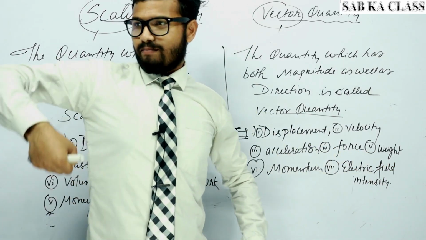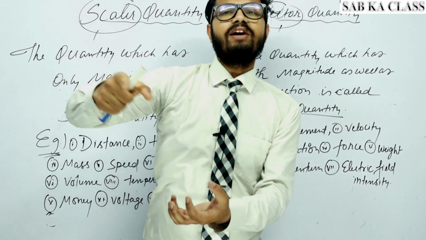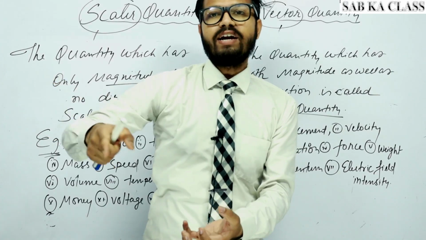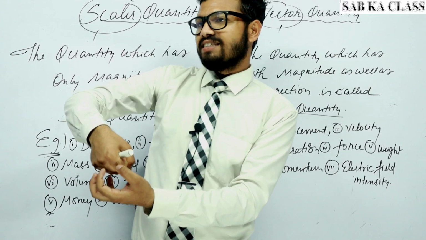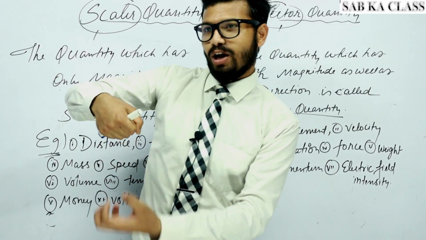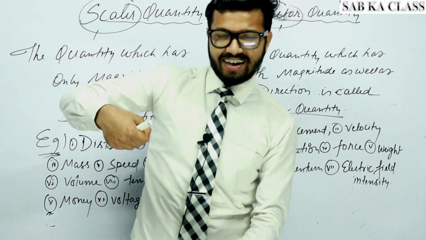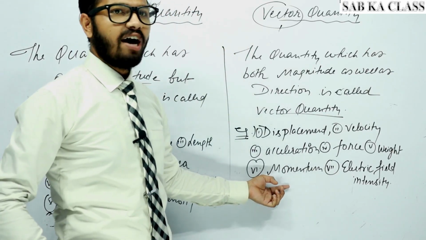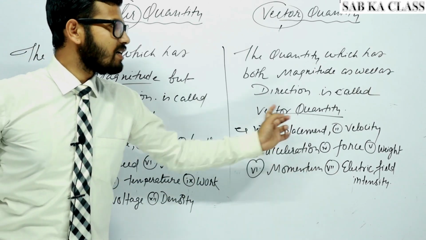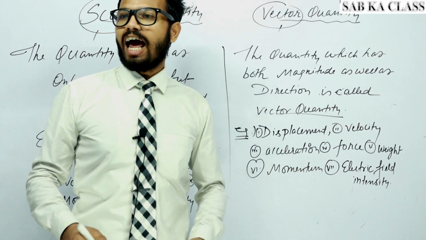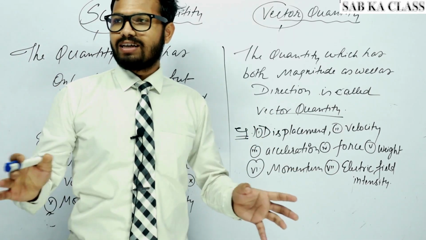Force, weight, all these are vector quantities. You will always learn this chapter in gravitation; in gravitation you will learn about this. Why is weight a vector quantity? Because it has both magnitude as well as direction. It is pulling toward the earth, that is why it has direction. And momentum, electric field intensity, all these are examples of vector quantity. I hope you have cleared it up.